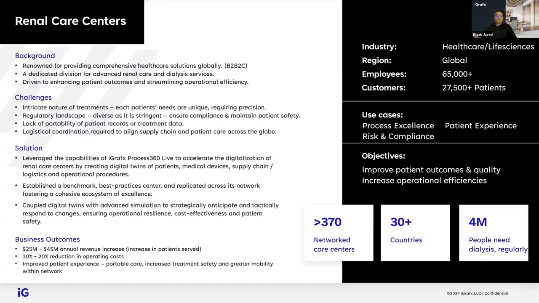So for this company, they were able to get an increase in revenue. So again, this is a top line benefit, which normally you don't think about when you look at optimization. The reason they were able to get that top line benefit, an increase in revenue of 25 to $45 million annually, was because they could see more patients. They could serve more patients. They also had a 10 to 20% reduction in operations costs, which is a good benefit, but the first one is even better. And then the last one, this improved customer experience.